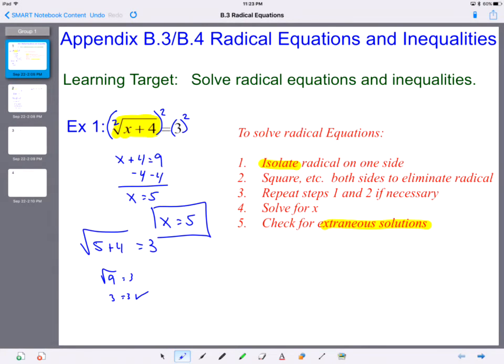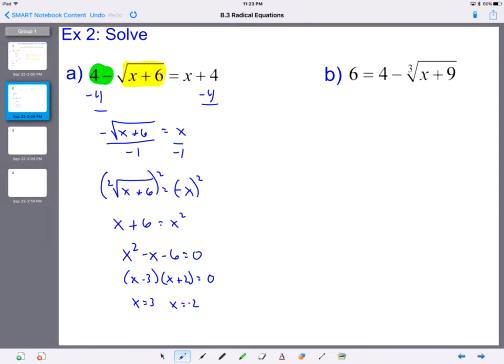Step 5 is to check for extraneous solutions. Well, we know that up here, once it's isolated, the square root of a number cannot equal a negative value. So there's a possibility we have what's called an extraneous solution. So we're going to check to see if either one of these is an extraneous solution. So you can plug these back in.